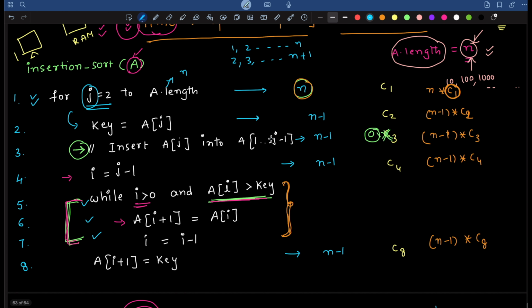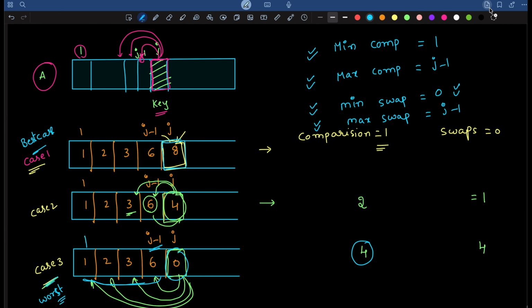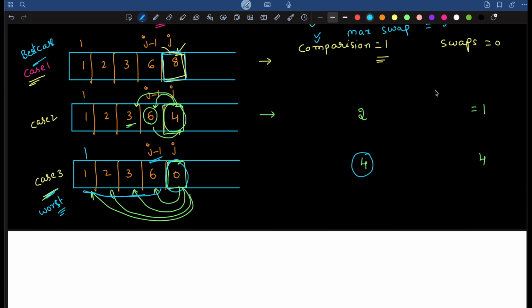Now if you look at the for loop, the for loop will run for various values of j, right? Remember that j runs from 2 to n. N is the length of the array here, right? Now let's go and analyze for each value of j. Let me write it down here.